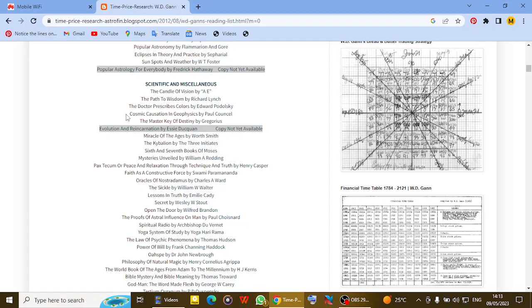There is also Cosmic Causation in Geophysics. It's a good book. I never thought I would find such a book, but it's a good book. Then The Doctors Prescribed Colors: basically, how do you design an environment around you that promotes health of your body and the like? These are really, and I mean really, good books that you must read. Surround yourself with the right environment.